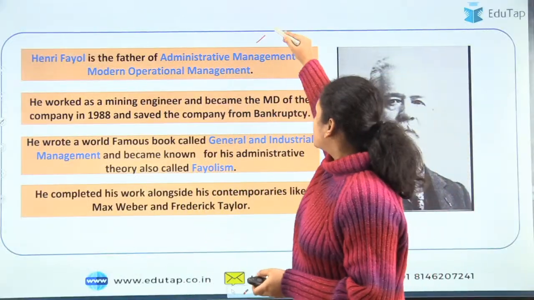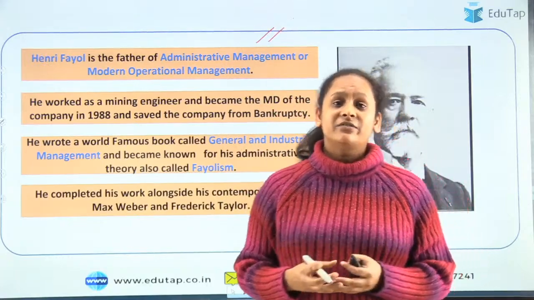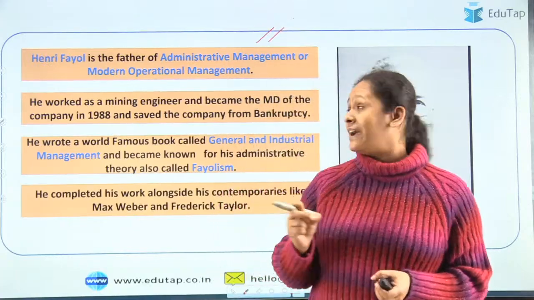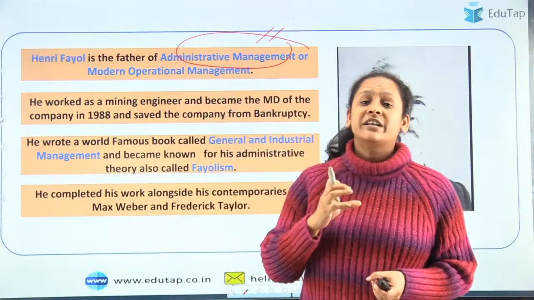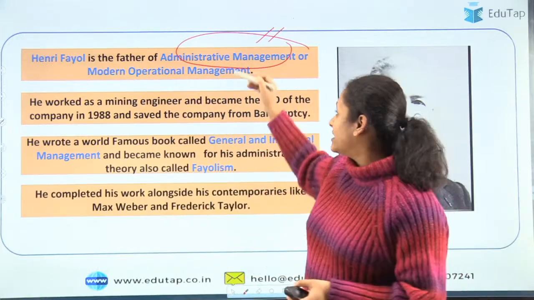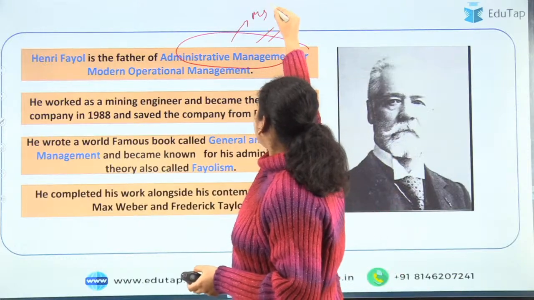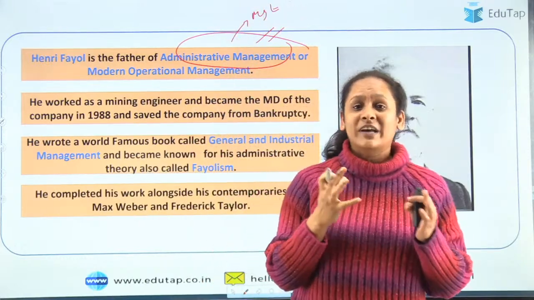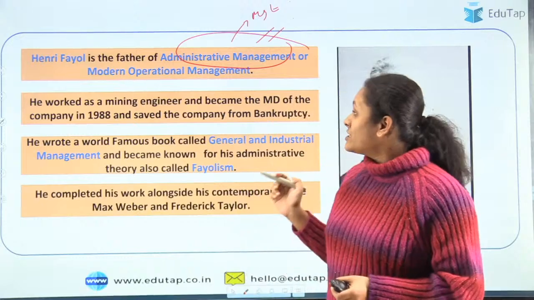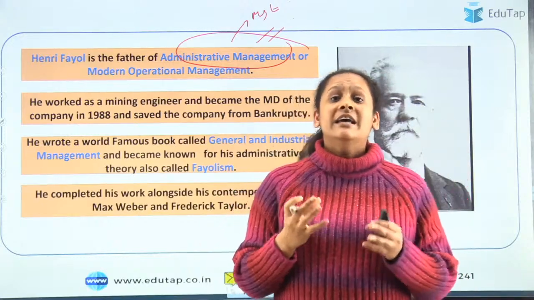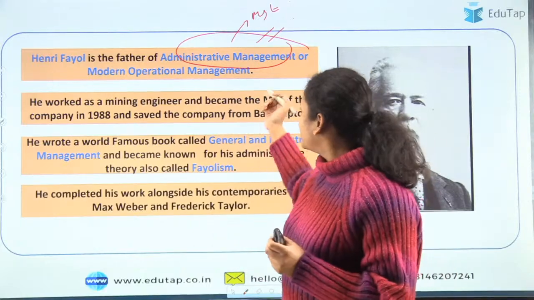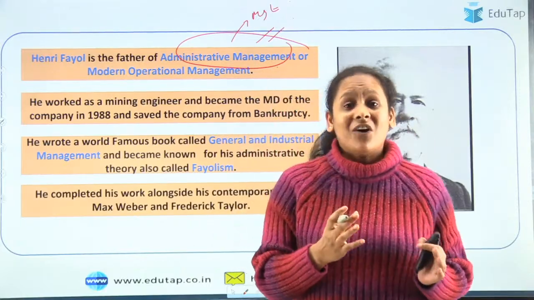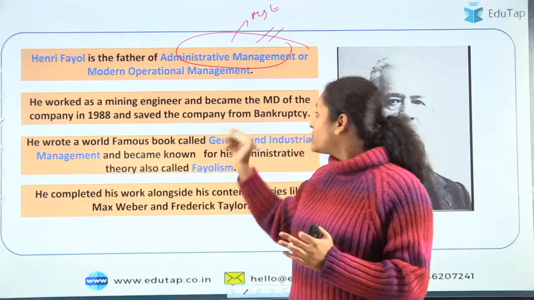So let us understand what is administrative theory. Basically keep in mind that administrative theory is one of the three theories which come under classical theory of management. So who was the one who gave administrative theory? It was given by Henry Fayol. And Henry Fayol is thus known as the father of administrative management, which is also known as modern operational theory.